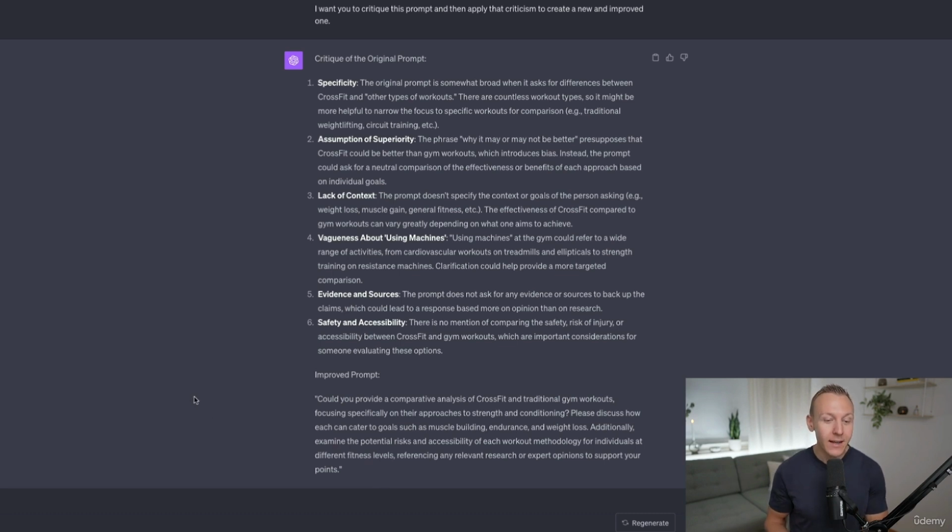It says, could you provide a comparative analysis of CrossFit and traditional gym workouts, focusing specifically on their approaches to strength and conditioning? Please discuss how each can cater to goals such as muscle building, endurance, and weight loss. Additionally, examine the potential risks and accessibility of each workout methodology for individuals at different fitness levels, referencing any relevant research or expert opinions to support your point. This is a thorough prompt. This is how we take our prompt engineering to the next level whenever we're looking for even more specific results.